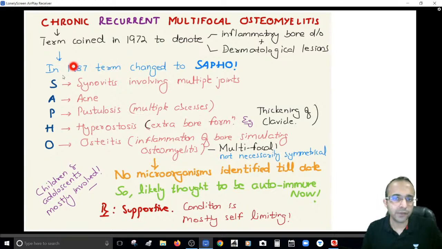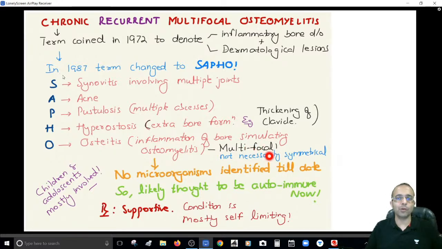In 1987, the term was changed to Sapho syndrome. SAPHO was this abbreviation, signifying synovitis, lesions involving joints, acne and pustulosis, multiple abscesses on the skin, hyperostosis, thickening of the bones, and osteitis, inflammation in the bone that would simulate osteomyelitis. But this was not osteomyelitis because there were no sinuses, no pus, nothing draining. It was osteitis only, and no microorganisms could be identified. So it was essentially thought to be autoimmune only.